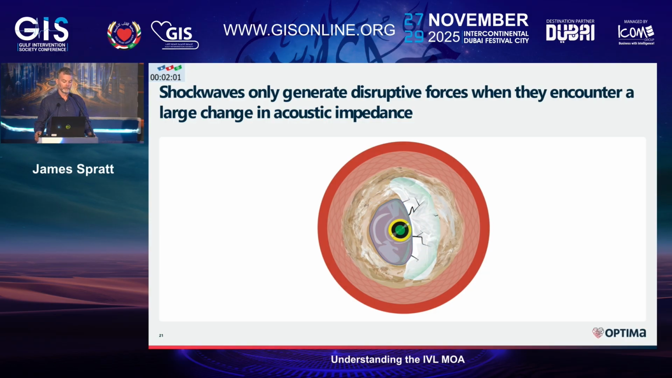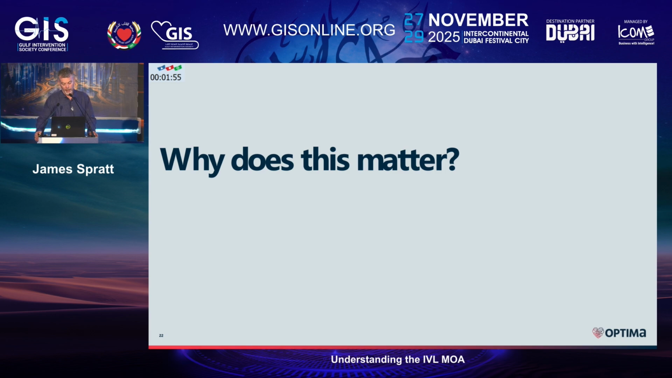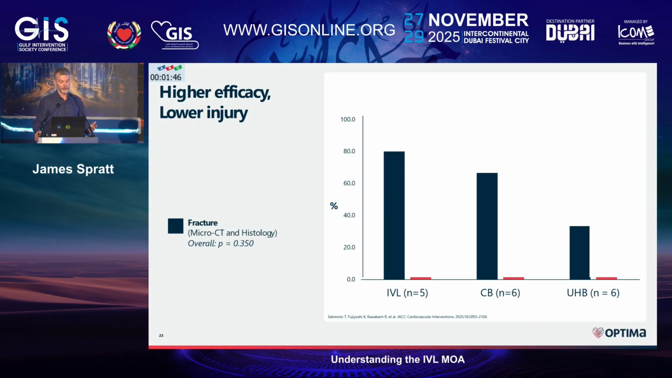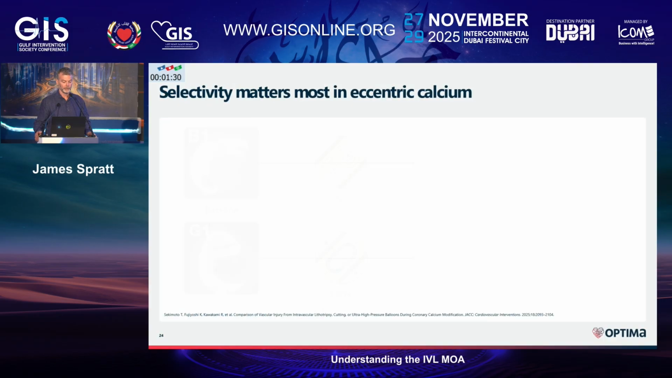And you might say, well, okay, but does it work on eccentric calcium? And it works, it's more important in eccentric calcium because of the risk of vascular injury. And that's shown in this cadaveric study, in which you can see that in terms of fractures, it was a little bit more effective than cutting balloons and high pressure balloons, but it's really in terms of injury that it mattered most. Almost no vascular injury compared to the cutting balloon or the ultra high pressure balloon.